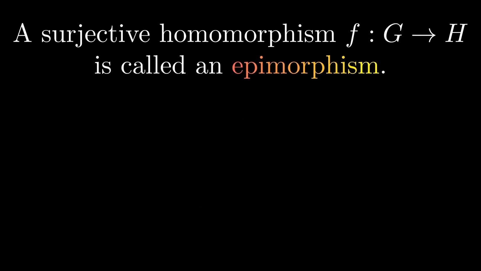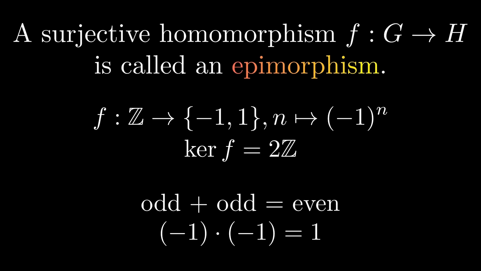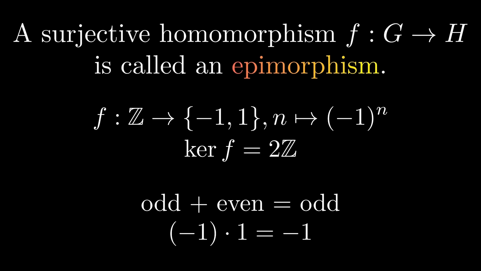For example, consider the map from the integers to the multiplicative group of -1 and 1, which assigns each integer to its parity. Even numbers map to 1 and odd numbers map to -1. The kernel consists of all even integers. This means while individual integer values are lost in the mapping, the function retains information about whether a number is even or odd and how even and odd integers relate to each other. For example, the fact that odd plus odd is even is translated into -1 times -1 is +1. That odd plus even is odd is translated into -1 times 1 is -1.